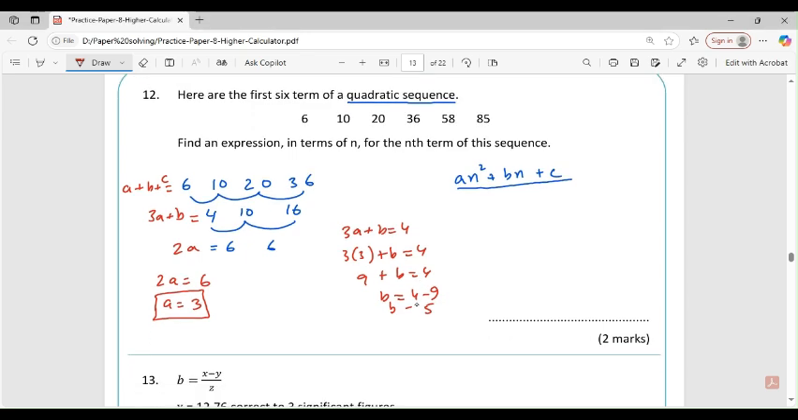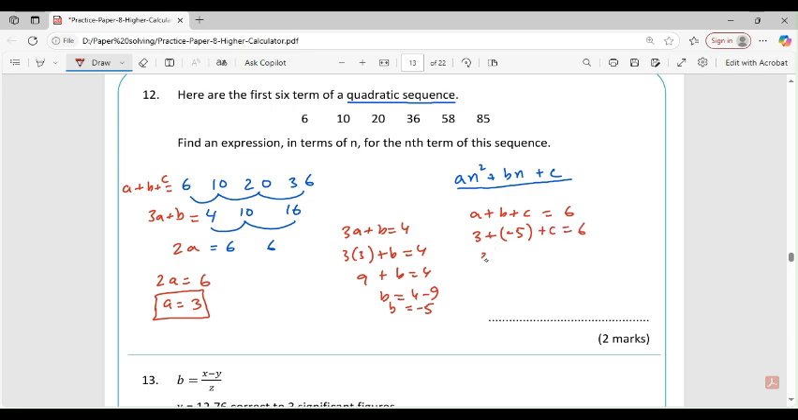B value is going to be equal to negative 5. Now we know very well that a plus b plus c is equal to 6. The value of a is 3, and the value of b is negative 5, and the value of c we need to find out.